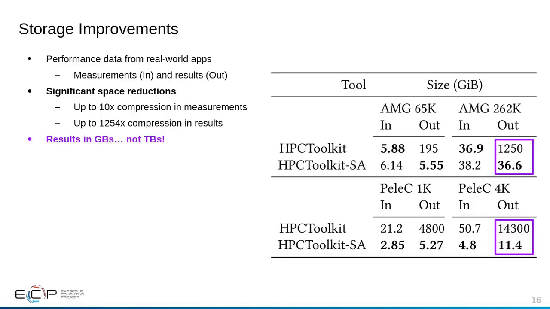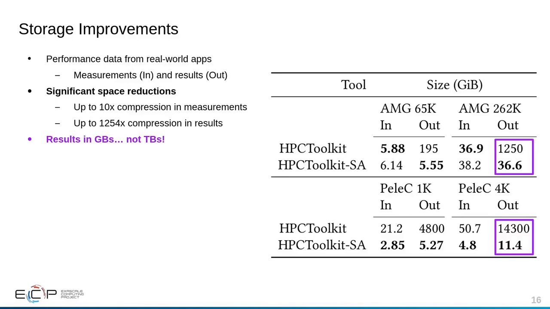Our improvements do not stop at analysis time. Our new formats also significantly reduce the space requirements for these experiments. By exploiting sparsity, we compressed our measurements by up to 10 times and compressed our analysis results by up to 1,200 times, counting execution traces in both sparse formats. In particular, our formats are able to provide detailed analysis results in gigabytes, not in terabytes like the original HPCToolkit. This is crucial to scalable performance analysis.